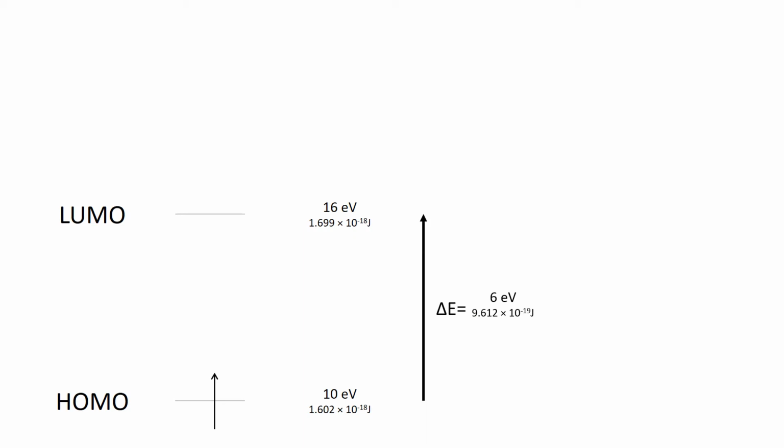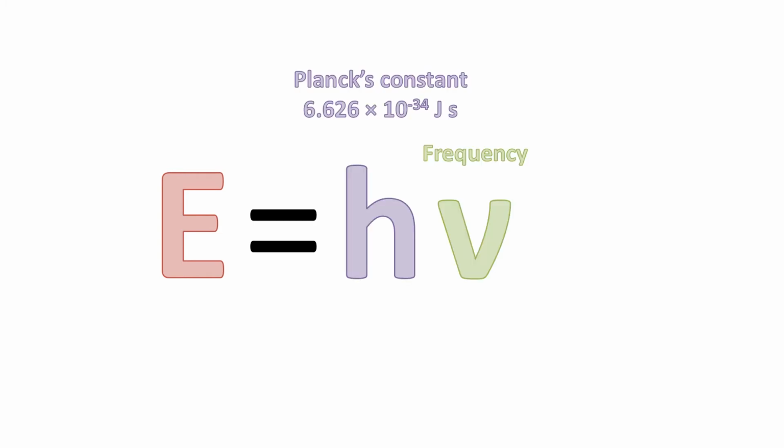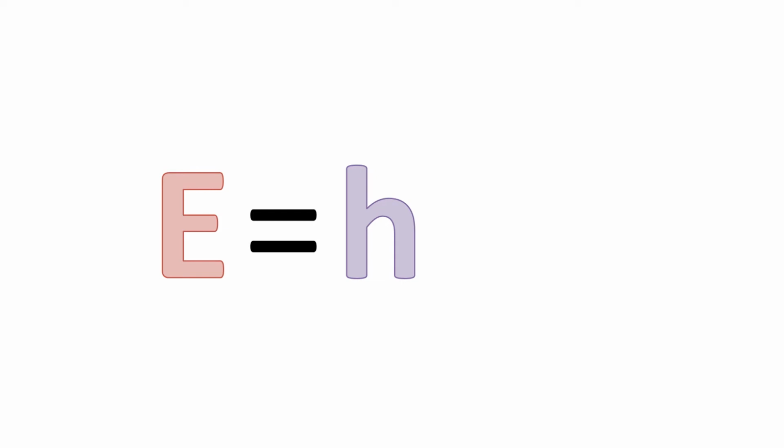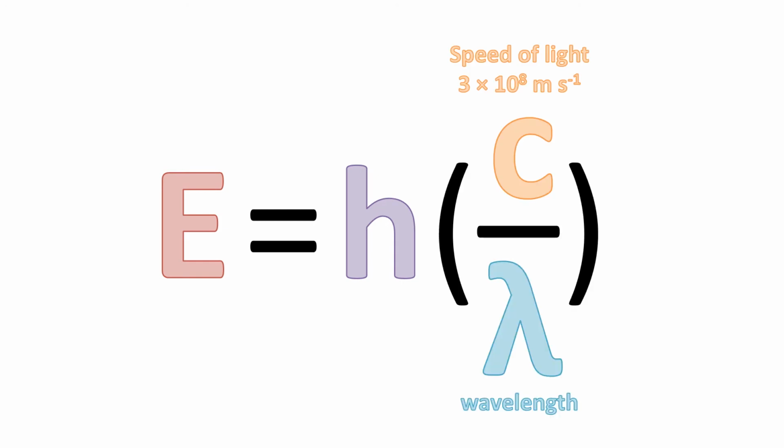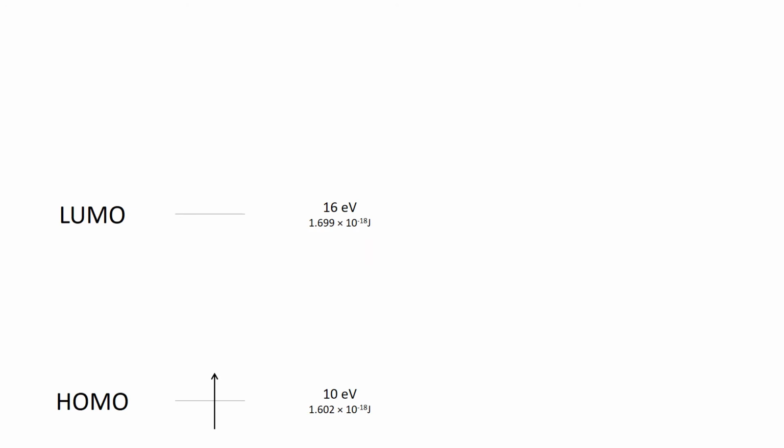This energy can be supplied through particles with wave-like properties, such as photons of light for the case of invisible ink. The energy supplied by photons of light is determined by Planck's constant multiplied by its frequency, or Planck's constant multiplied by the speed of light divided by its wavelength. So, for this scenario, the wavelength of the incident photon is 206 nanometers.